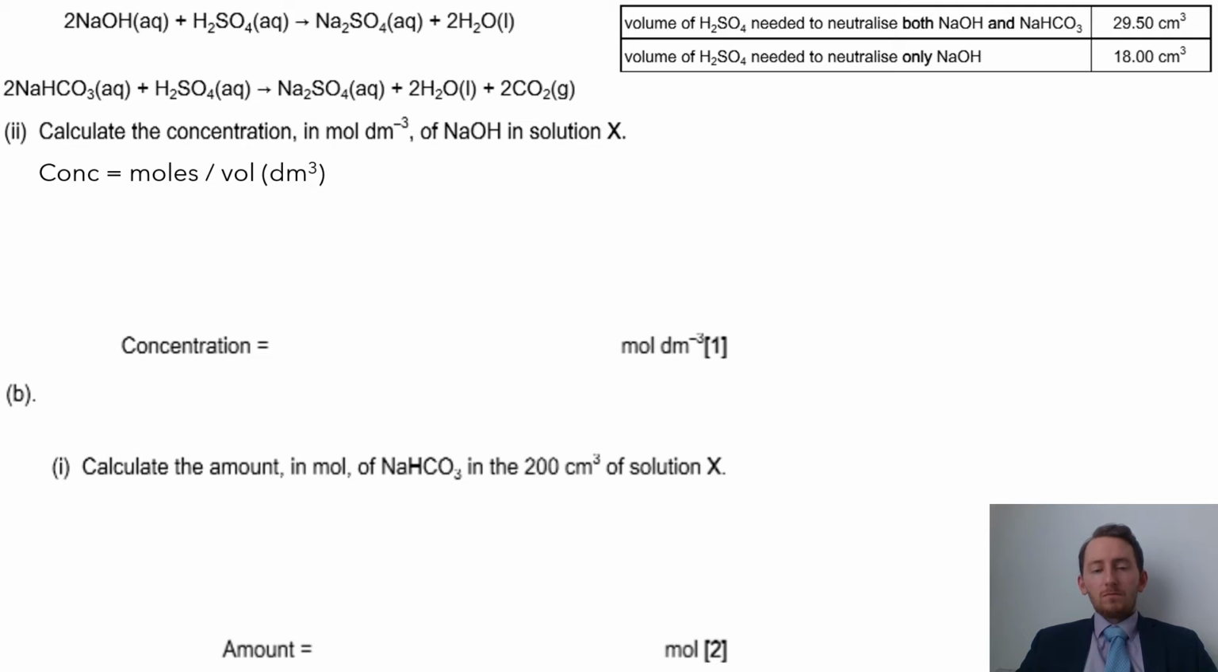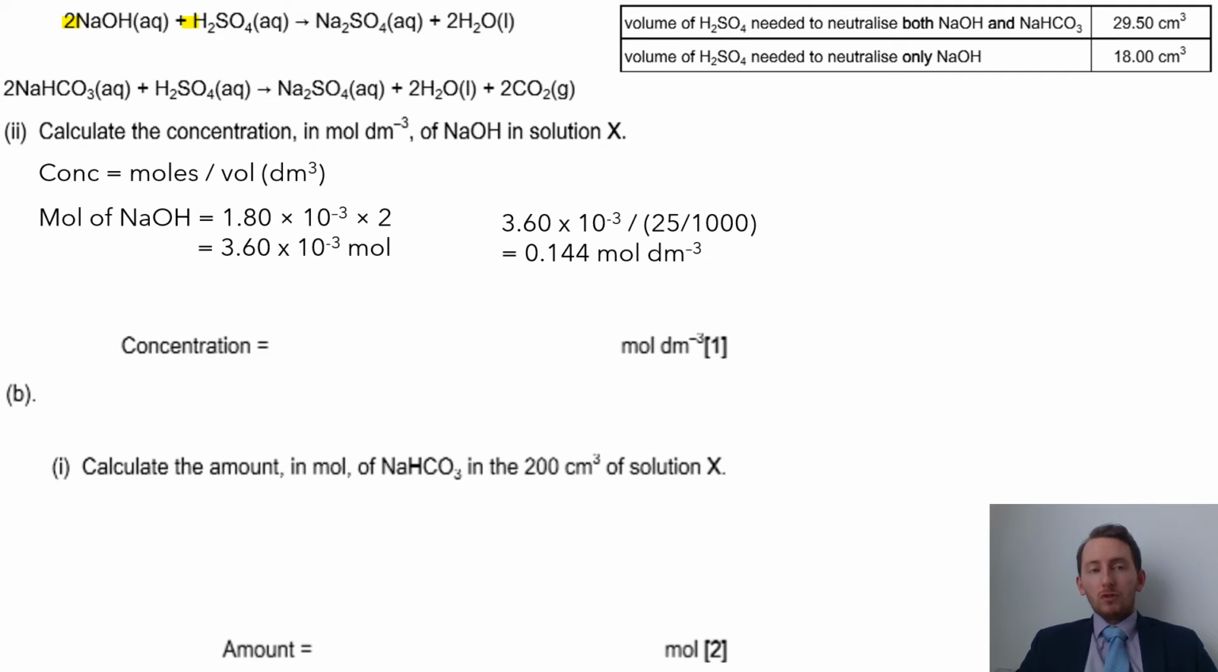So if I go to the equation I have at the top here and look at the ratio, I can see that it's a 2-to-1 ratio. So I can take the moles of sulfuric acid and times it by 2, which gives me 3.6 times 10 to the minus 3. Then I need to work out my concentration. It was worked out in 25 centimeters cubed, so do 25 over 1,000 to get into decimeters, and then I'll get my concentration of NaOH.